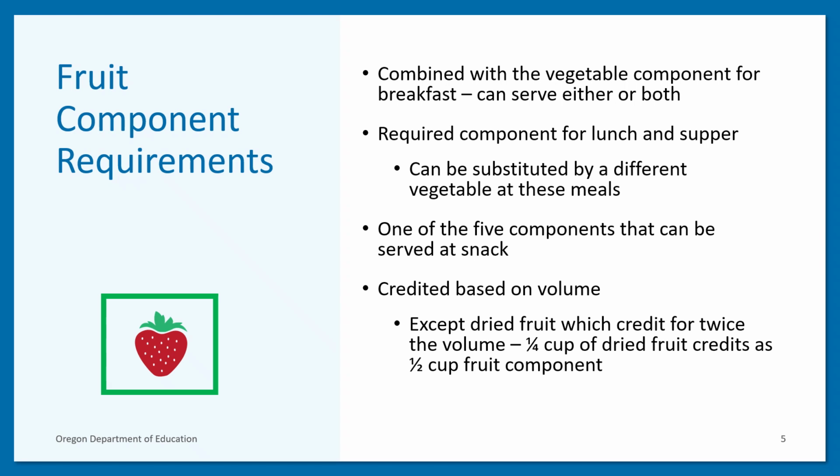Fruits are one of the 5 components that can be served as snack as well. And fruits are also credited based on volume, again based in cups. A half cup of apples credit for half a cup of the fruit component. The one exception is for dried fruit, which will credit for twice their volume. For example, a quarter cup of raisins or dried cranberries will credit for half a cup of the fruit component.